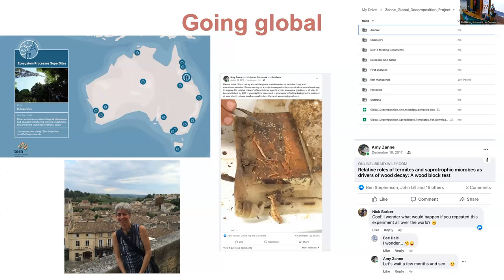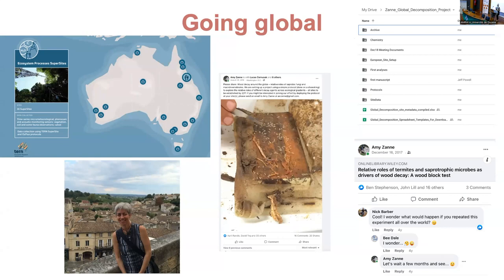Australia and chatting with somebody who was head of TERN. So these are the super sites where there are flux towers and a whole bunch of vegetation measures, but they weren't measuring the loss of carbon in the system. And so the TERN Super Site in Australia put out our woodblock experiment, our pilot study across there.